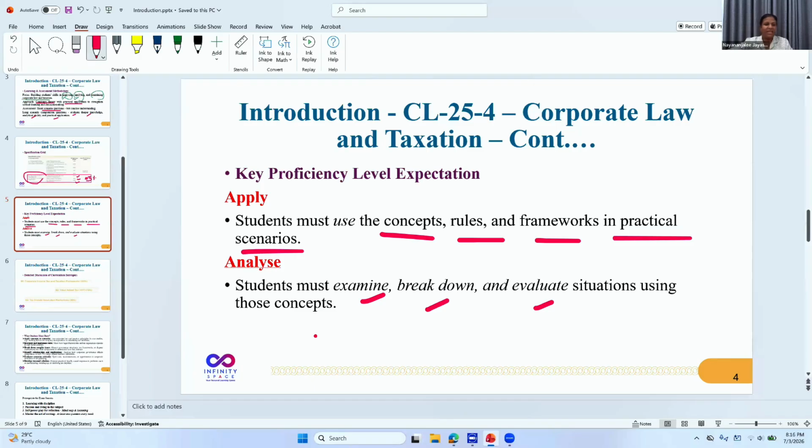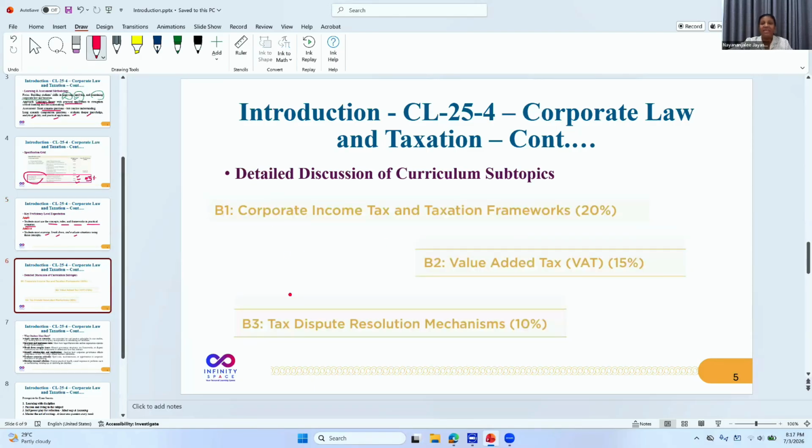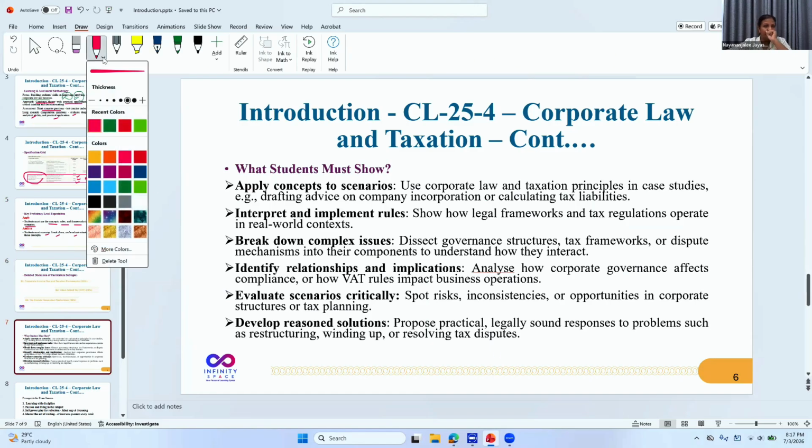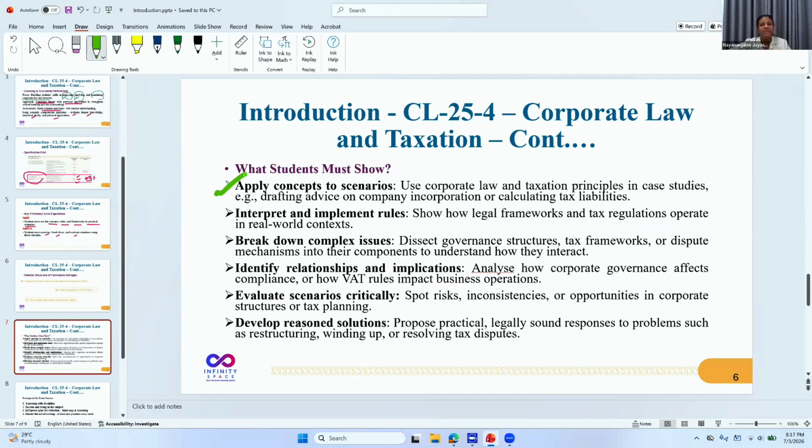These are the 3 main areas: resident company tax and the concessions, VAT, and the dispute resolutions. What students must show at the exam, what you should show. For apply, I'm not coming one by one, but I need to come to the core scenarios. As students, what you have to do is apply the concept to the scenario. You must apply the concept to the given scenario, not give vague answers.